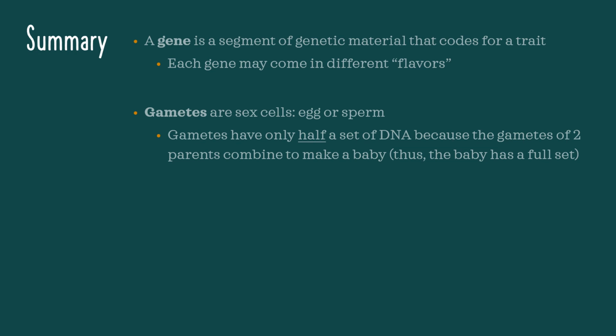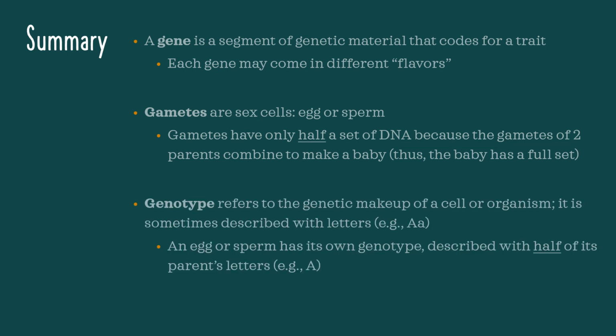Gametes have only half a set of DNA because the gametes of 2 parents combine to make a baby, and thus the baby has the full set of DNA. And finally, you've also learned that the word genotype refers to the genetic makeup of a cell or organism, and it is sometimes described with letters. An egg or a sperm has its own genotype described with half of its parents' letters.